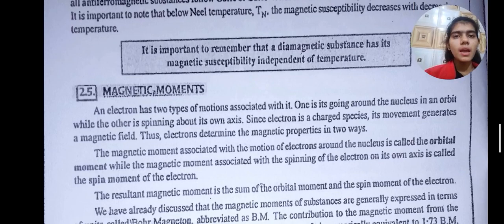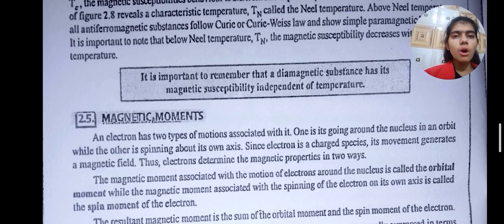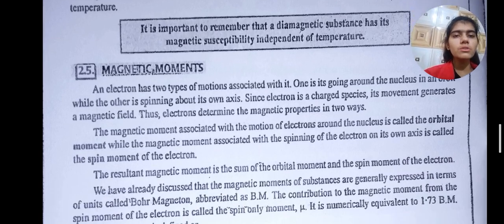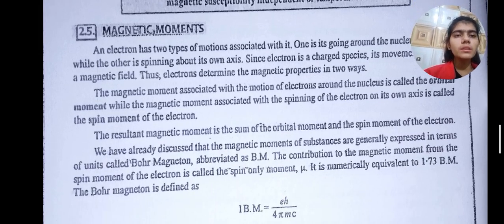Magnetic moments. An electron has two types of motions associated with it. One, it's going around the nucleus in an orbit, while the other is spinning about its own axis. Since the electron is a charged species, its movement generates a magnetic field. Thus, the electron determines the magnetic properties in two ways. The magnetic moment associated with the motion of electrons around the nucleus is called the orbital moment, while the magnetic moment associated with the spinning of the electron on its own axis is called the spin moment of the electron. The resultant magnetic moment is the sum of the orbital moment and the spin moment of the electron.